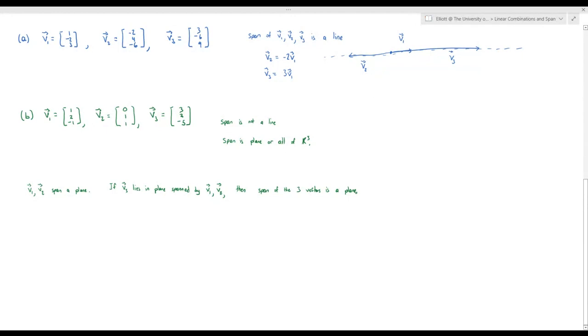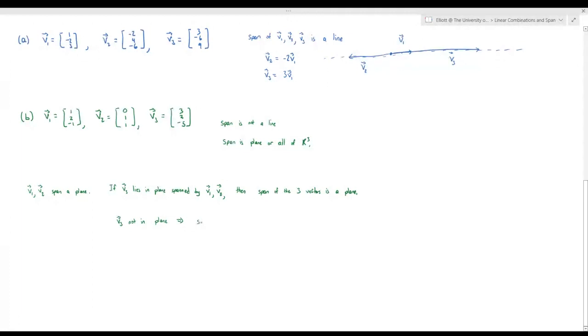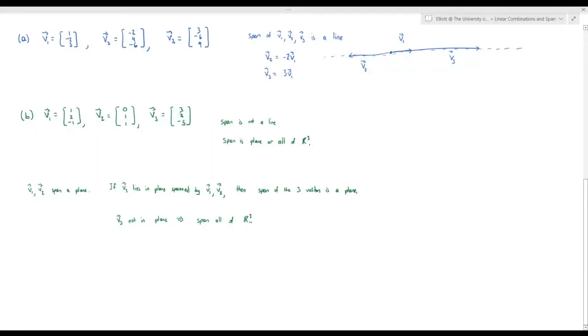Okay. But then on the other hand, if v3 does not lie in the plane spanned by v1 and v2, then you would know that v3 sticks out of the plane and forms a third dimension. So they would end up spanning all of R3 instead. Okay. So that's at least one strategy for how you could approach this problem.